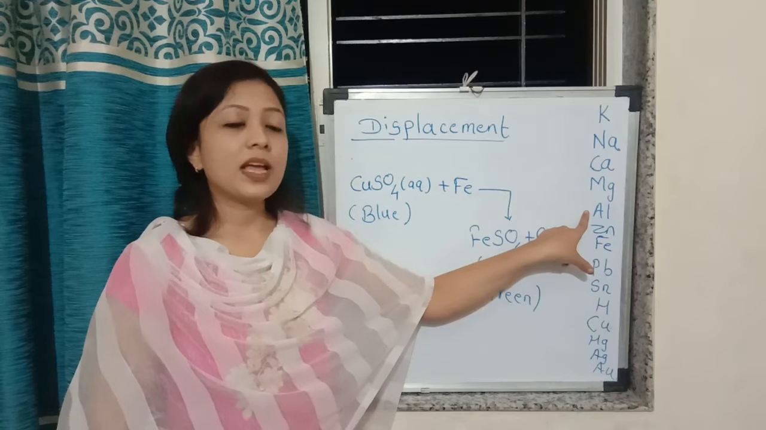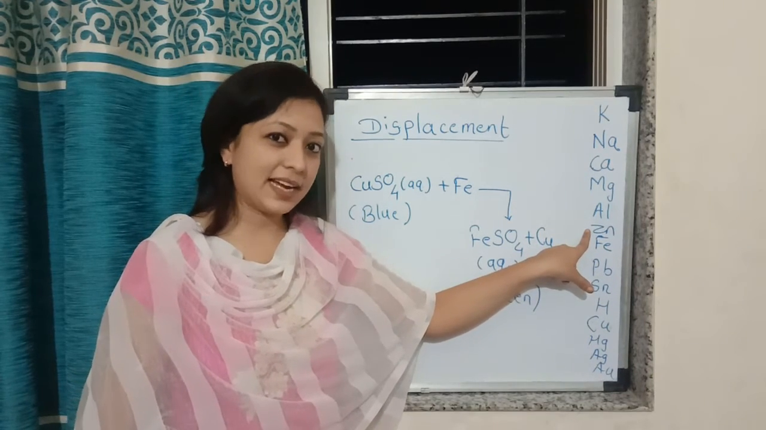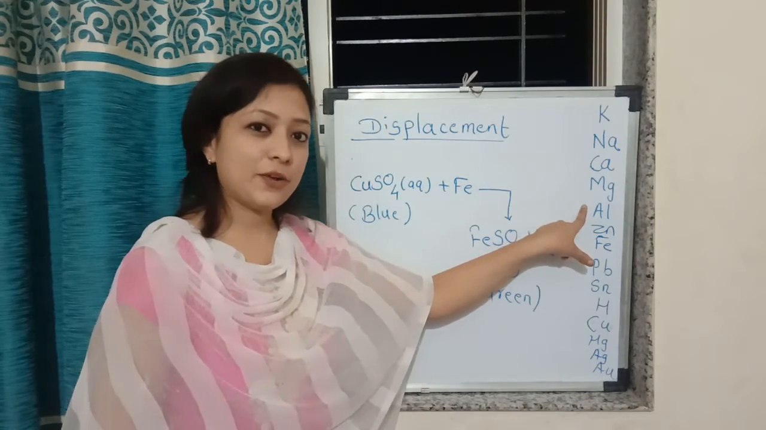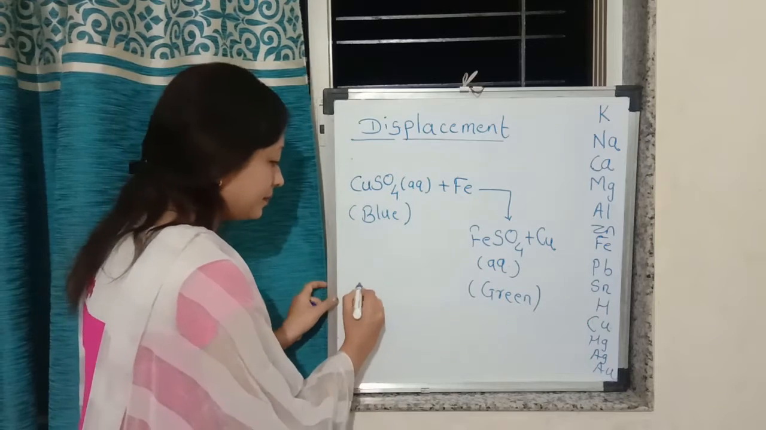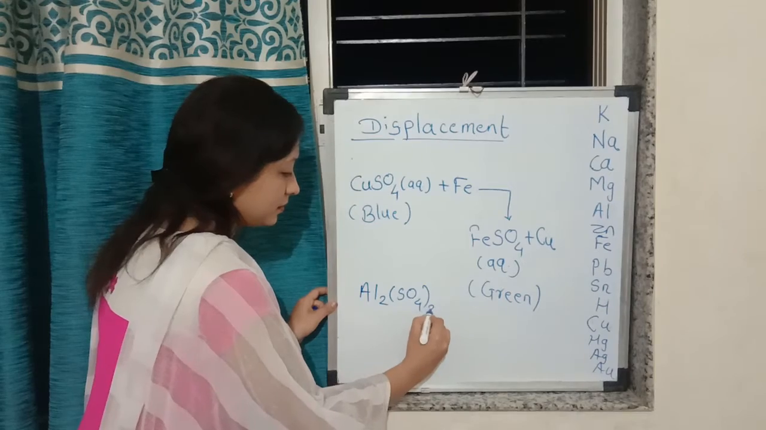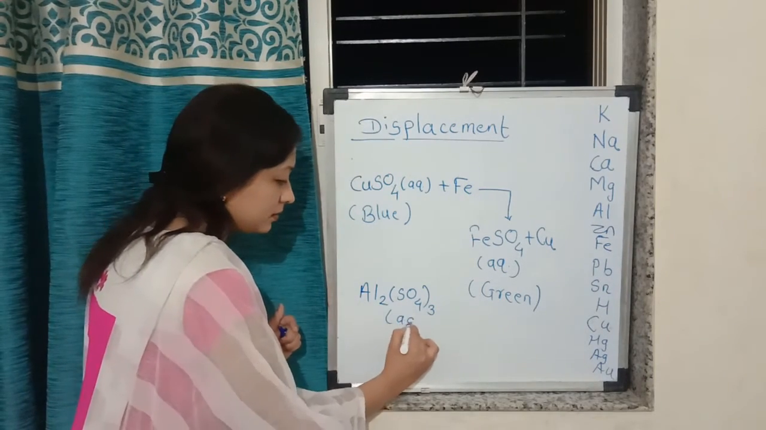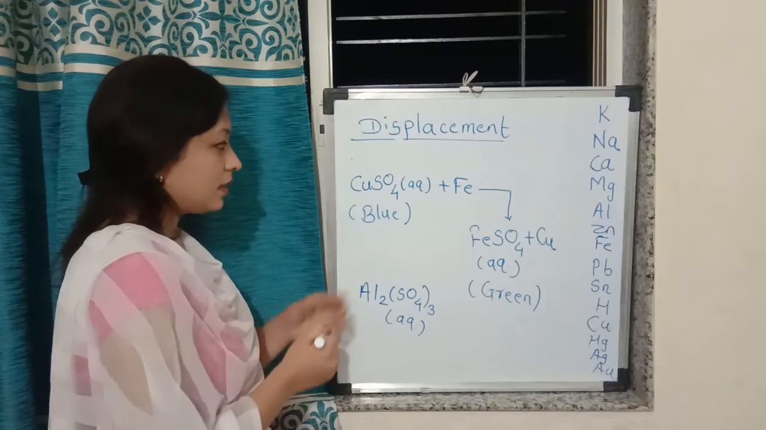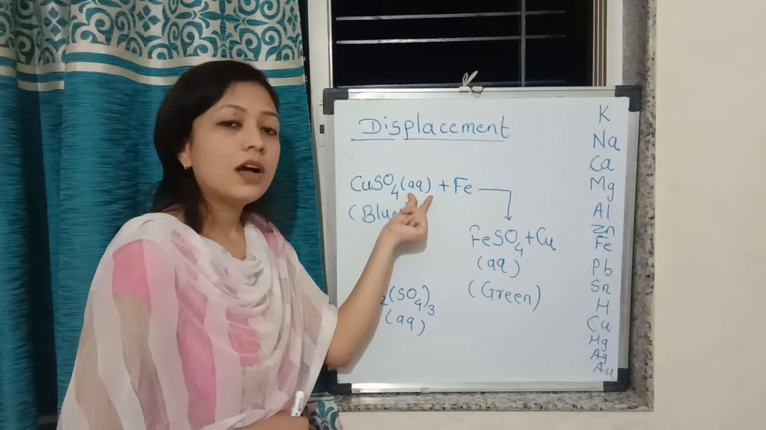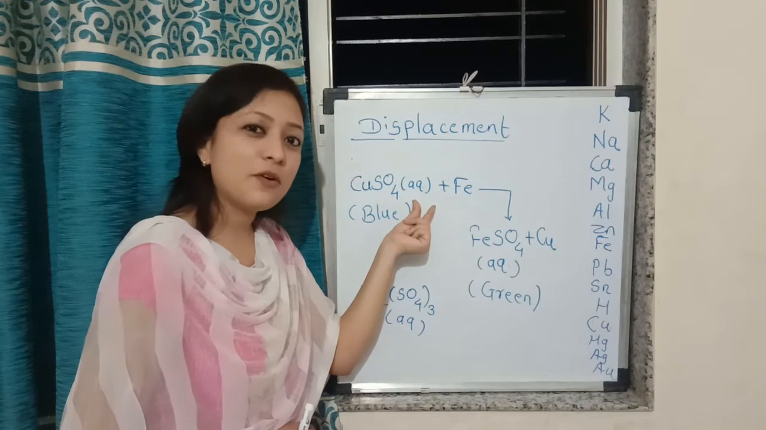Let us see some more examples. For example, in aluminium sulfate solution, if the metal zinc is added, then what happens? So we will write the reaction, the salt of aluminium sulfate, that is Al2(SO4)3. In this reaction, here I have written aqueous. Now what does aqueous mean? Aqueous means something is dissolved in water.